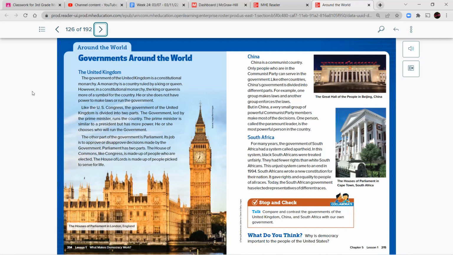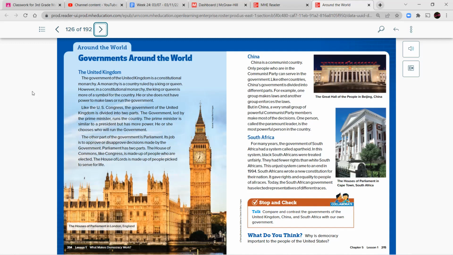The other part of the government is Parliament. Its job is to approve or disapprove decisions made by the government. Parliament has two parts. The House of Commons, like Congress, is made up of people who are elected, and the House of Lords is made up of people picked to serve for life. The Houses of Parliament in London, England. That's the picture you're looking at the bottom.